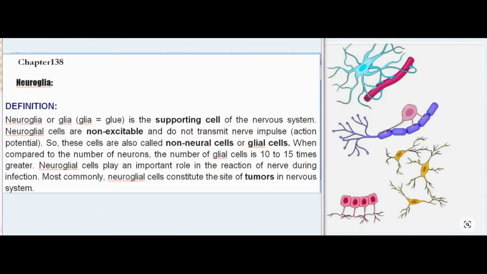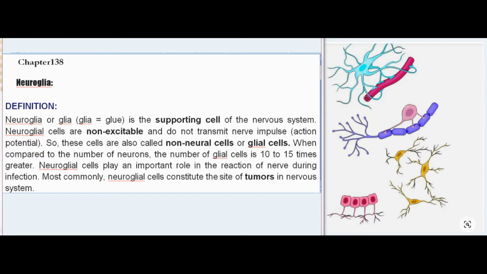Neuroglia, Chapter 138. Definition: Neuroglia, or glia (glia means glue), is the supporting cell of the nervous system. Neuroglial cells are non-excitable and do not transmit nerve impulse, action potential. So, these cells are also called non-neural cells or glial cells.